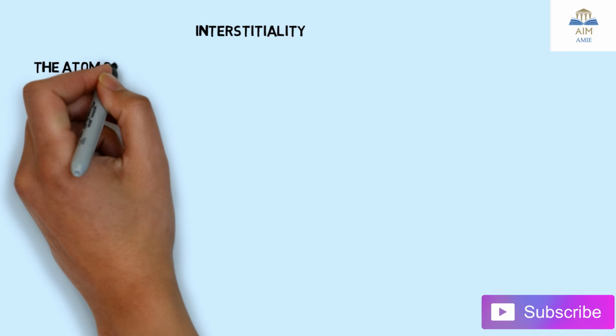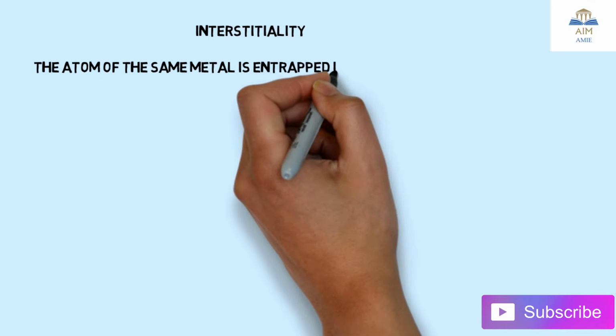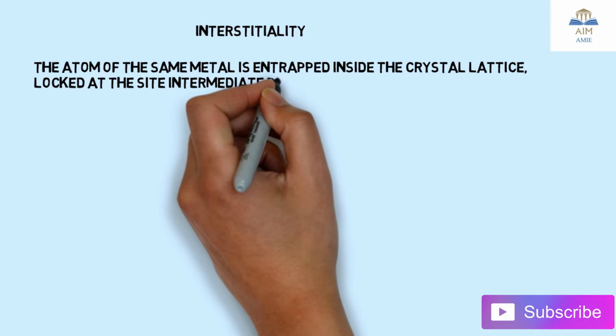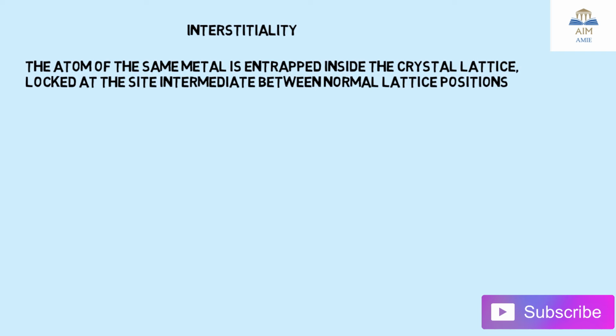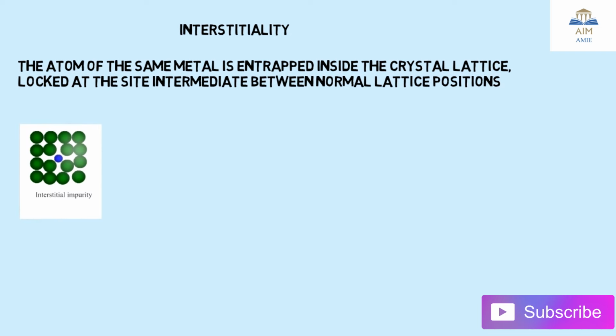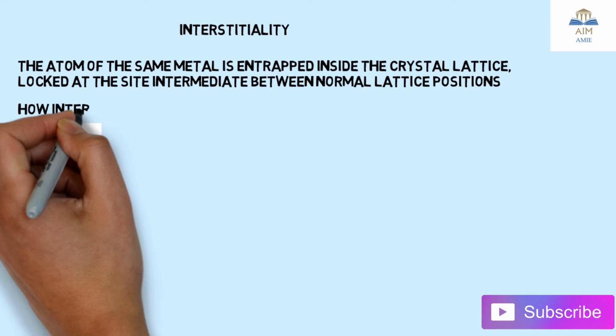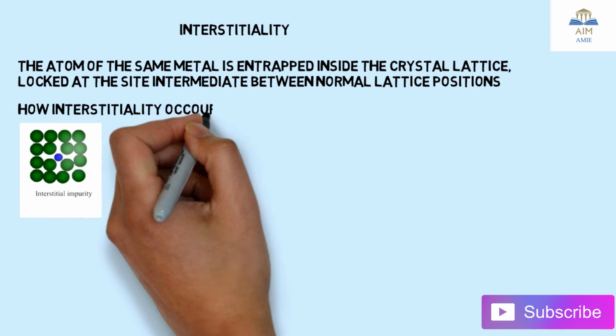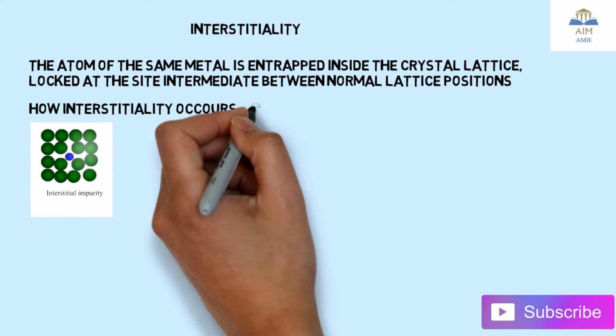In the interstitiality, an atom of the same metal is entrapped inside the crystal lattice, locked at a site intermediate between the normal lattice positions. Over here you can see that the blue dot, which represents an atom, is surrounded by the green ones, and is trapped over there. So let us see how interstitiality occurs.